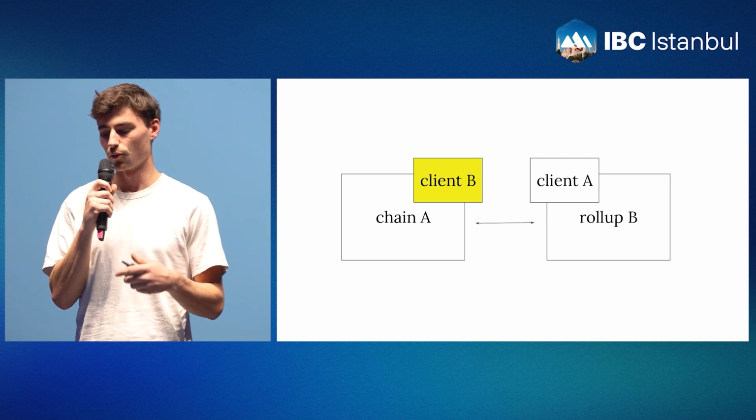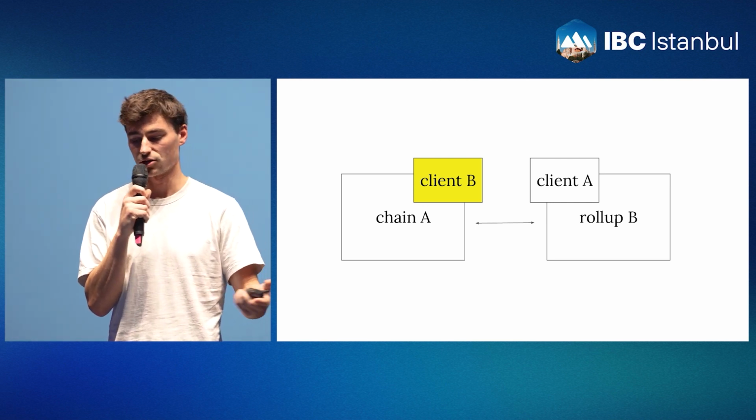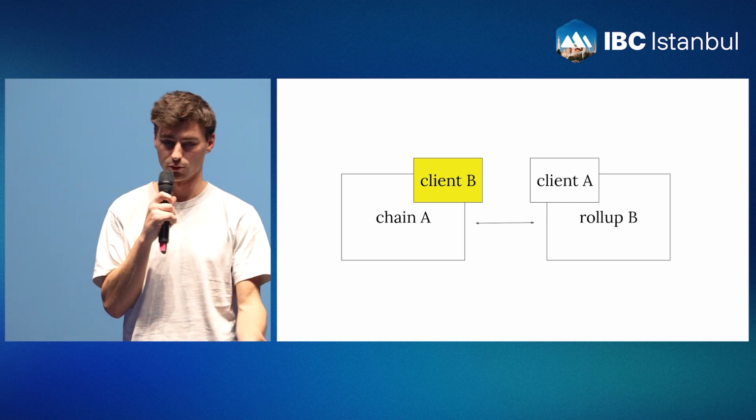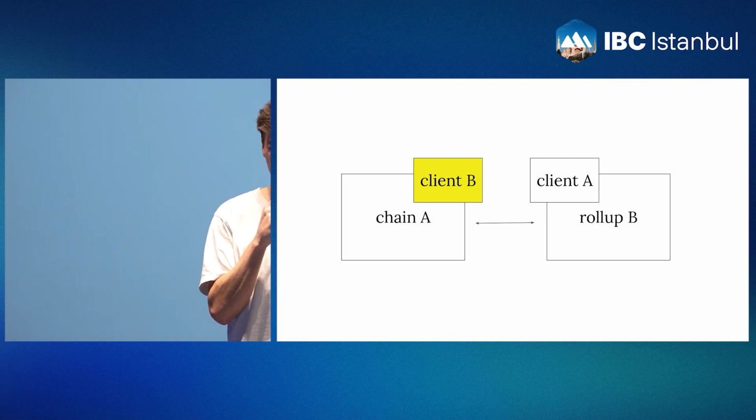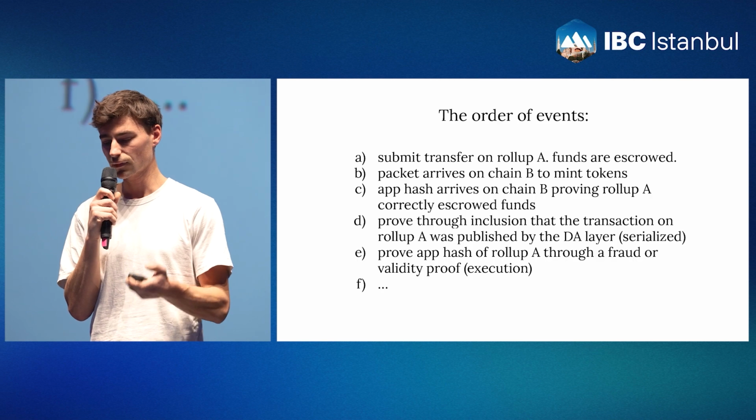Once we have this client, we can verify the app hash of that rollup, or whatever state is represented. We can prove the transfer module, or whatever IBC module we want to engage with, and we can start sending messages across. Okay.